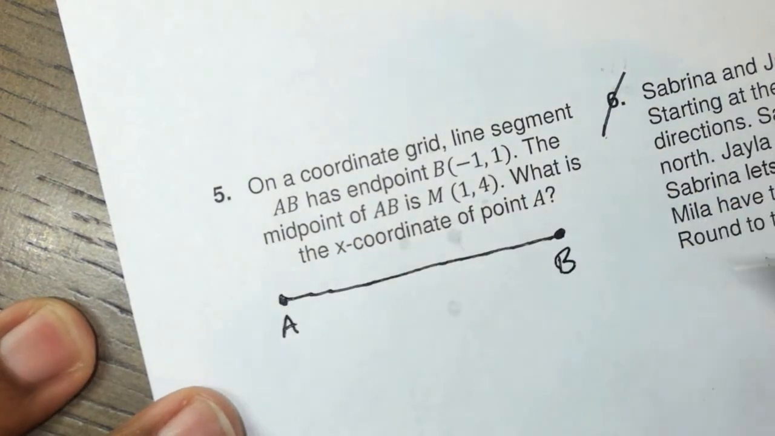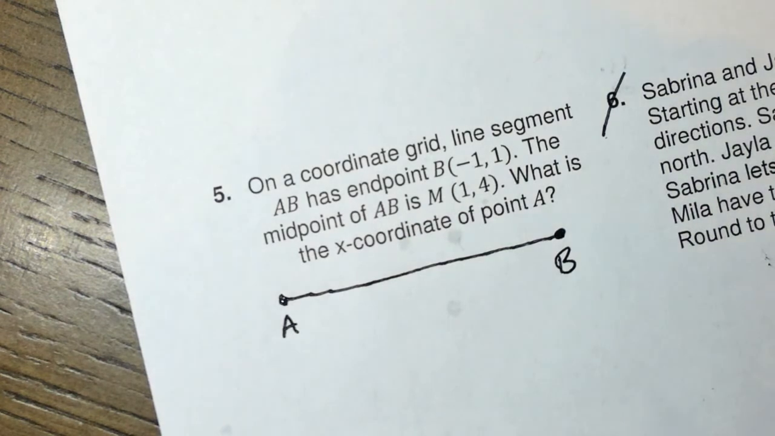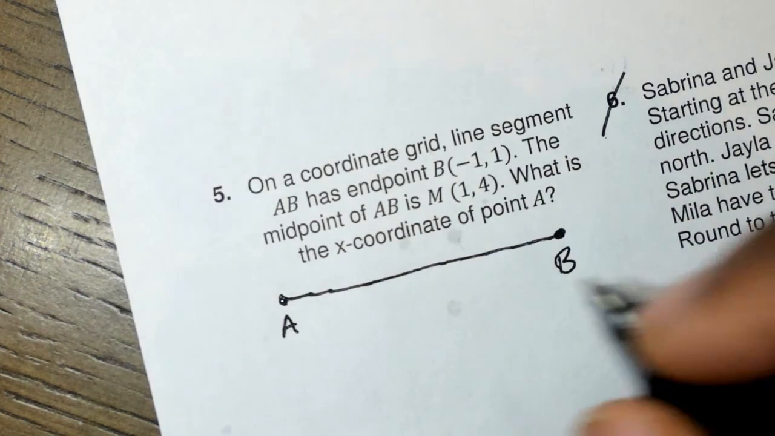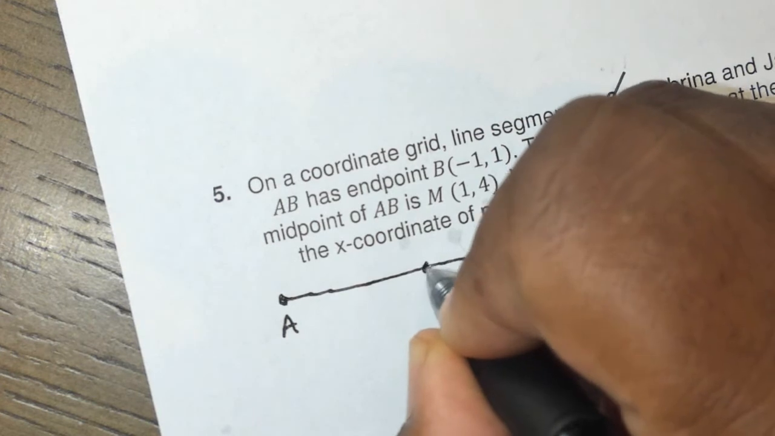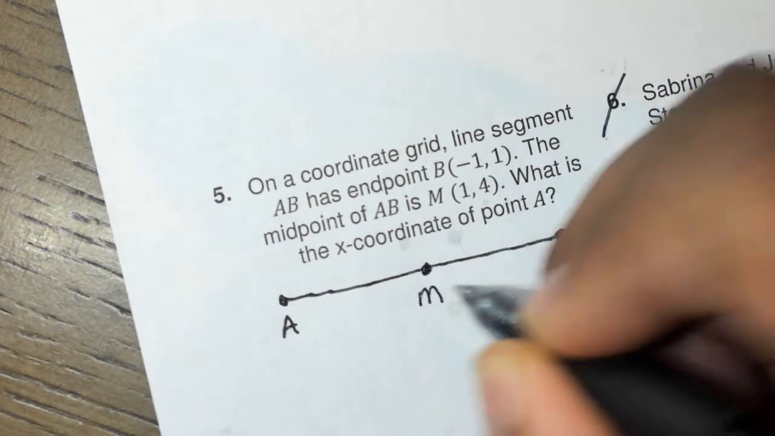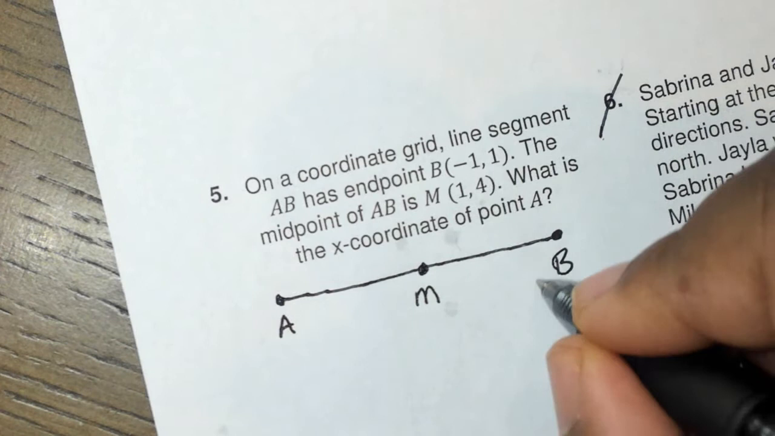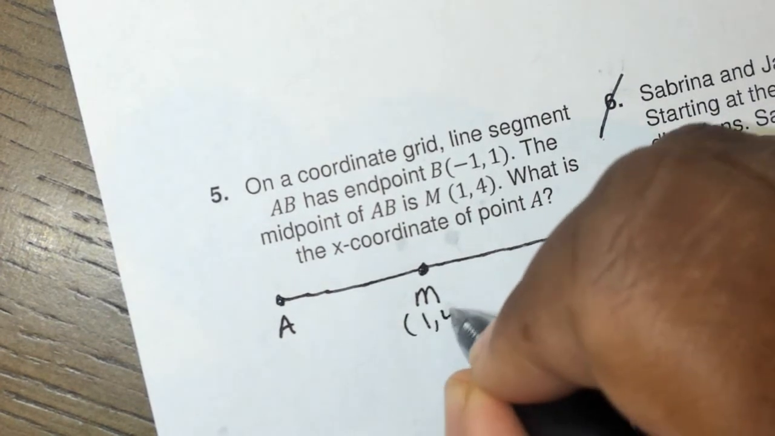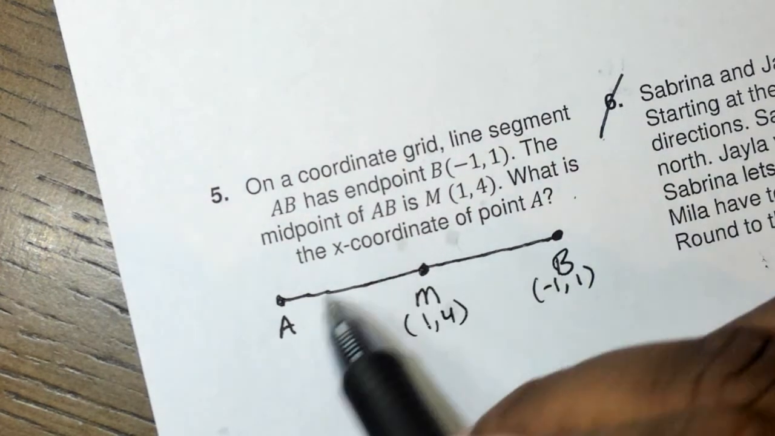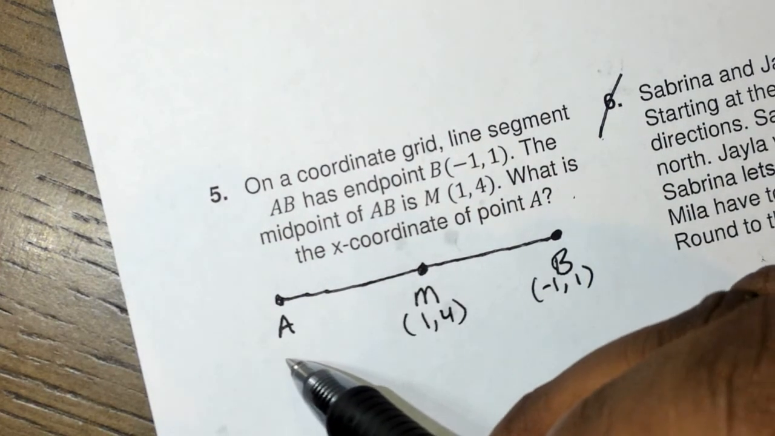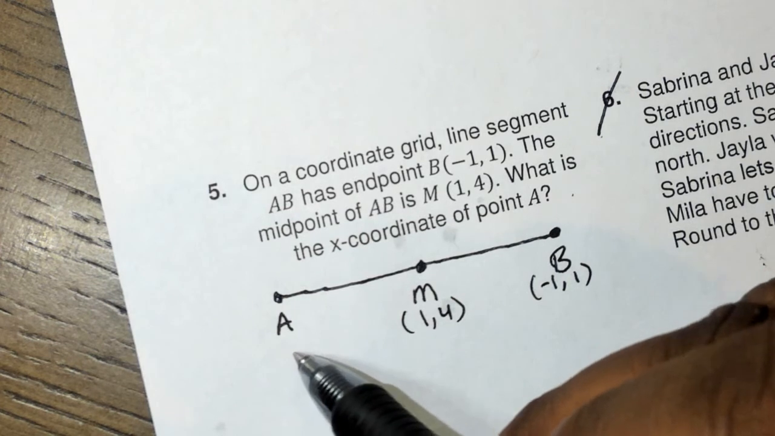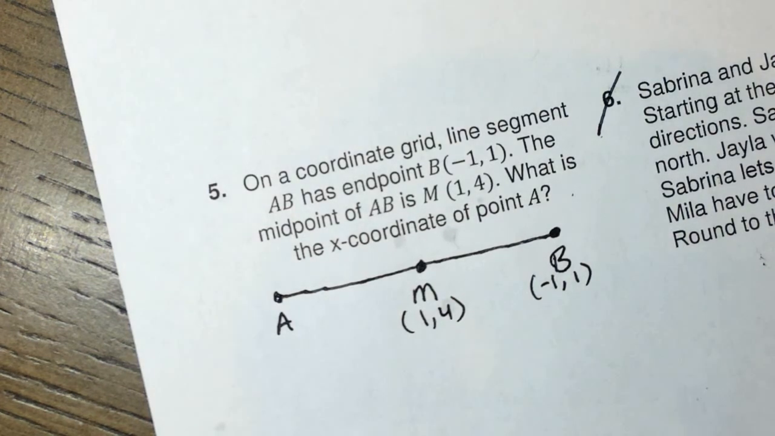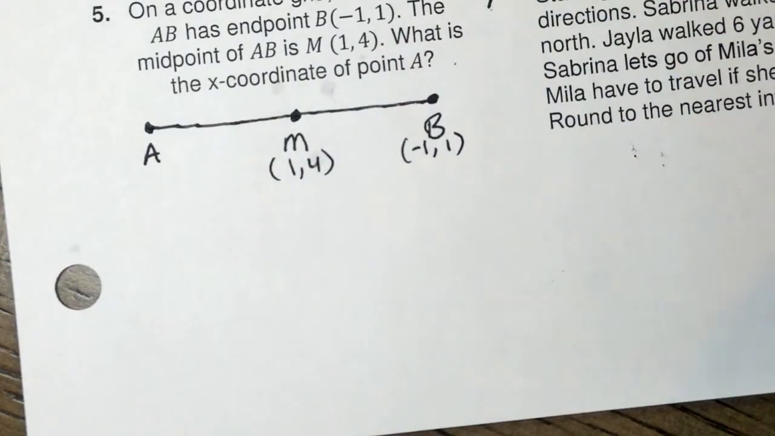AB. Then they said the midpoint was M. And they gave me stuff too. They said B was at -1, 1. They said my midpoint was at 1, 4. So they want me to find the x coordinate of A. So I need to find point A, which is the end point, and I need to find the x coordinate of it. So I might as well find the whole thing and just tell them what x is at the end. Right. On this one, this is an endpoint problem.